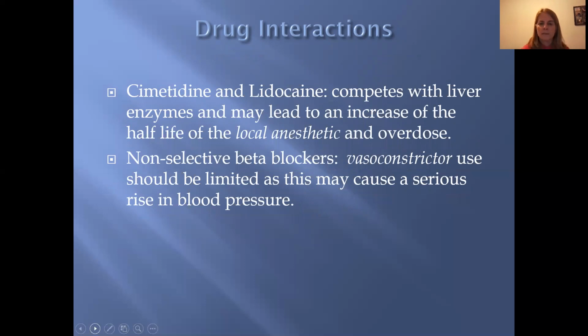With the non-selective beta blockers, vasoconstrictors should be limited, and these are metoprolol, propranolol, Inderal. They could cause a serious rise in blood pressure, so vasoconstrictors should be limited.